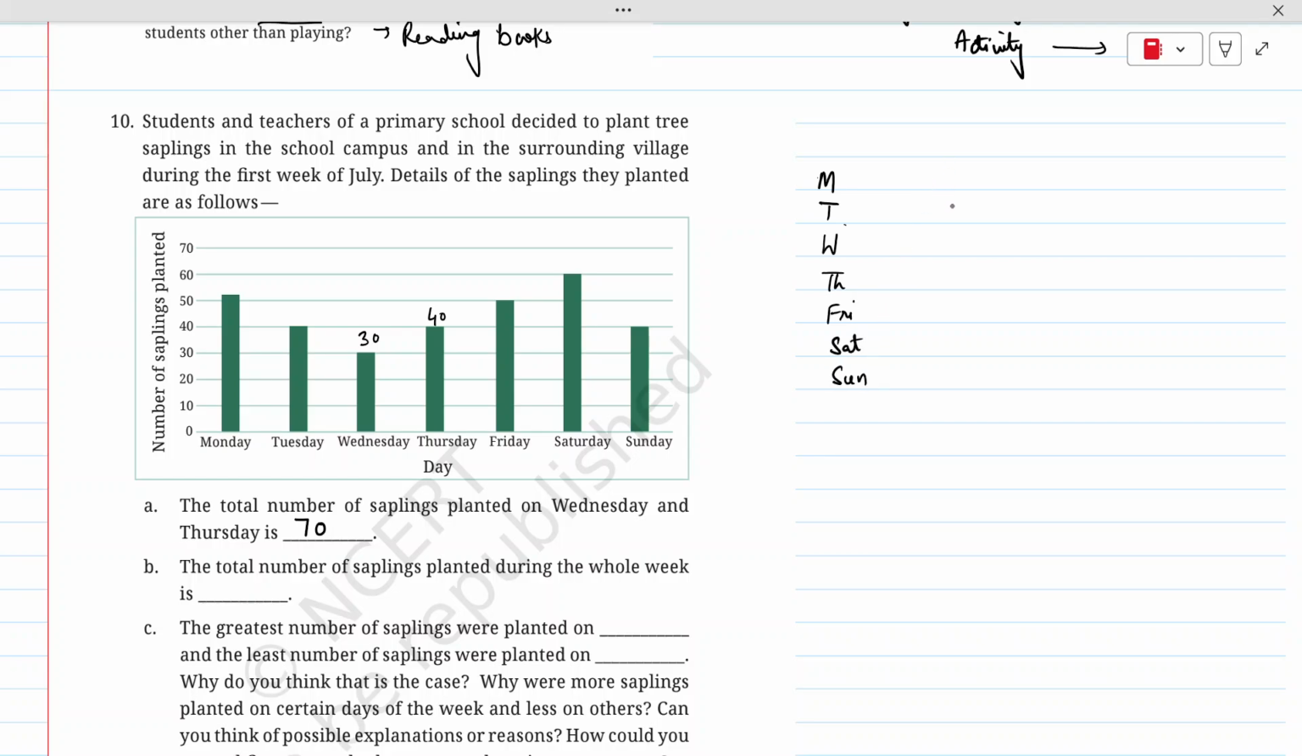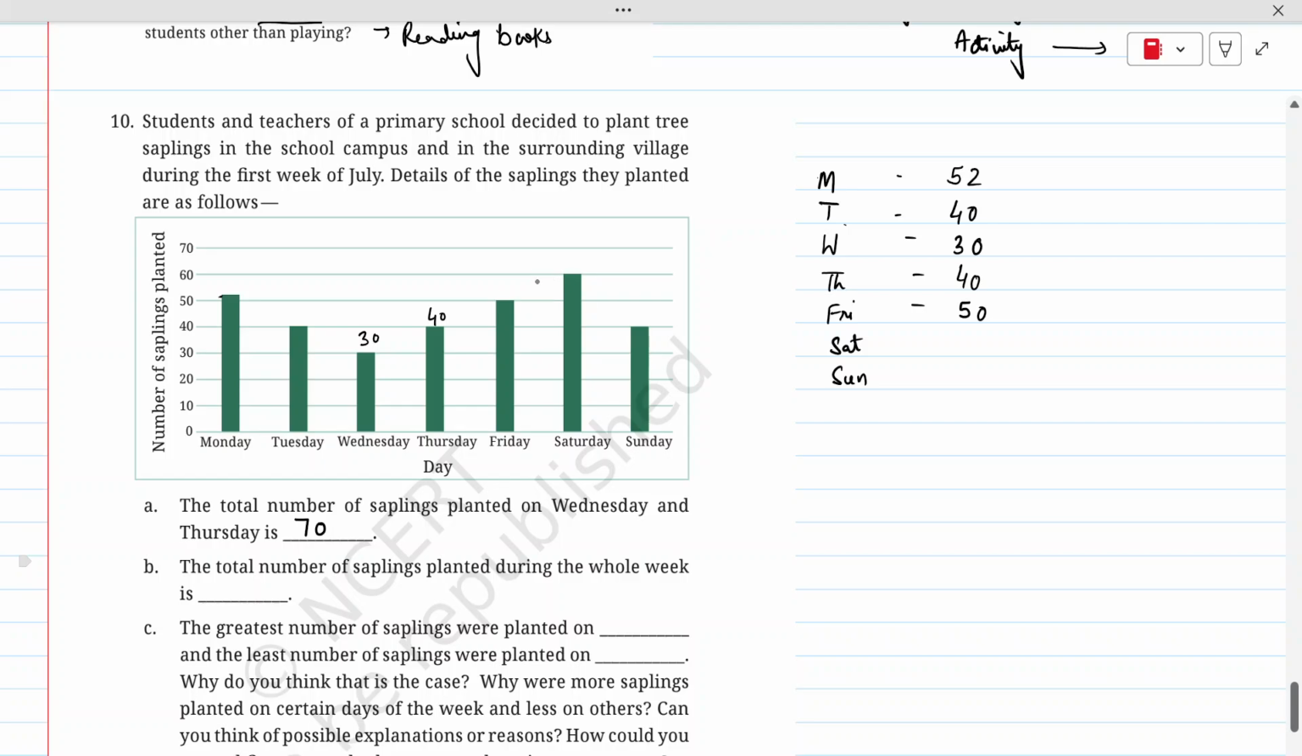So for Monday we have this one. This is just greater than this. Okay, and in the case of Friday, it is complete 50. So here I'm taking this one as 52. On Tuesday, this is 40. On Wednesday, this is 30. Thursday, we have 40 again. Friday, we have 50.